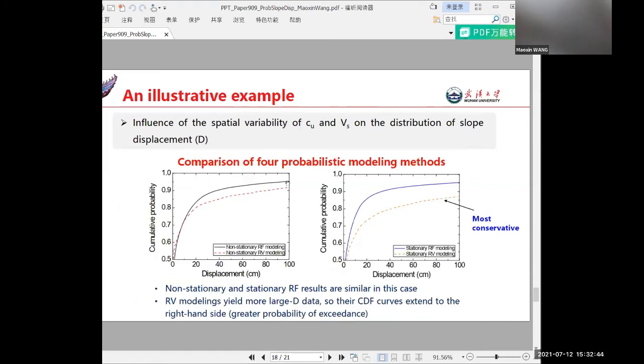Finally, we compare the CDF curves for the 4 random models. The non-stationary and the stationary random field models, the two lines, produce similar results in this case study. On the other hand, the random variable models result in more large displacement data, especially the stationary random variable model. Namely, the dashed line is closer to the right-hand side. Therefore, the stationary random variable model can be considered as the most conservative model.